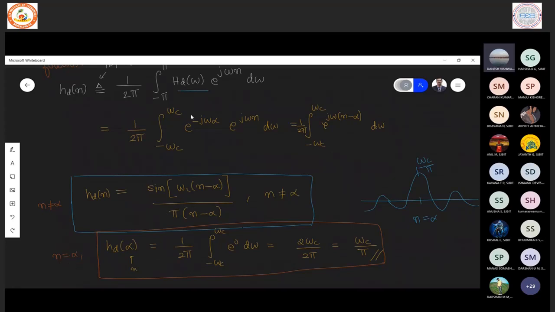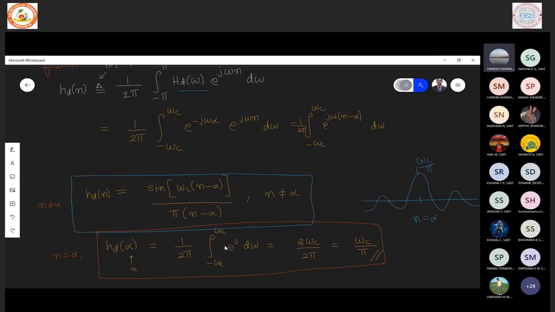We just see, it's very simple. So when n is equal to alpha, n and alpha are the same in this integral, correct? So n minus alpha will be 0. So we get e power of 0. So what is e power of 0? It is 1. And the integration of 1 with respect to omega is omega.